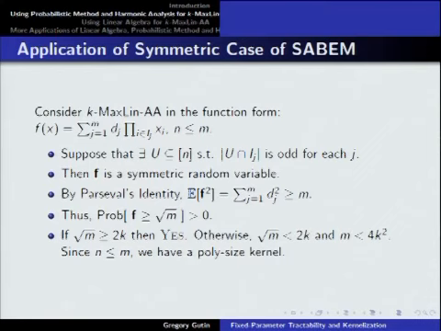Because in this case, f is a symmetric random variable. It's easy to check. And then the second moment is no problem by Parseval. Then by that simple inequality, we get that the probability that f is at least square root of m is positive. Now if square root of m is at least k, then the answer to our problem is yes. Otherwise, we get a quadratic bound on m, and therefore a quadratic bound on n, and that means we got a polynomial size kernel. So this case is simple.